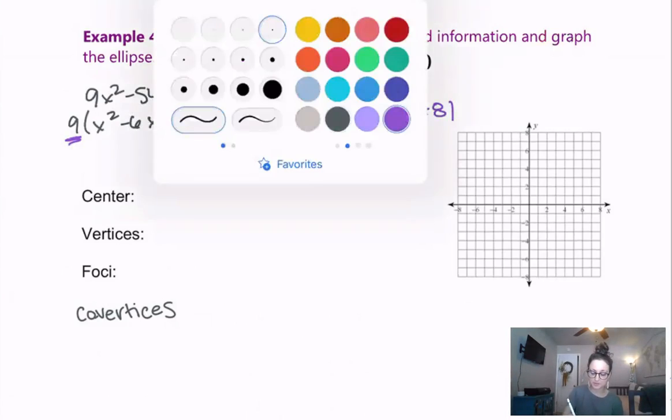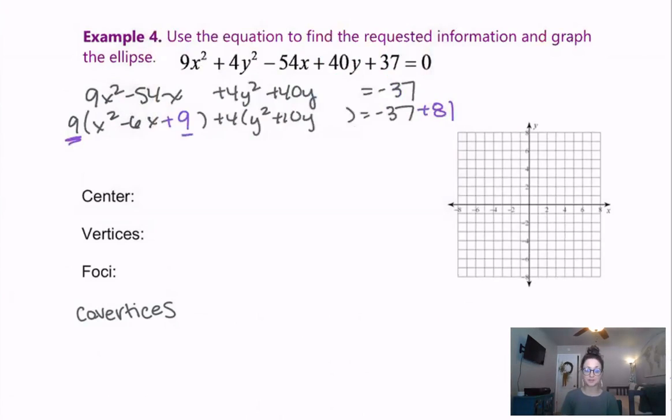Okay, let's complete the square for the y's. So half of 10 is 5. 5 squared is 25. But again, notice that that 25 actually has a factor of 4 in front of it. So I actually added 100. So we need to balance out the sides there.